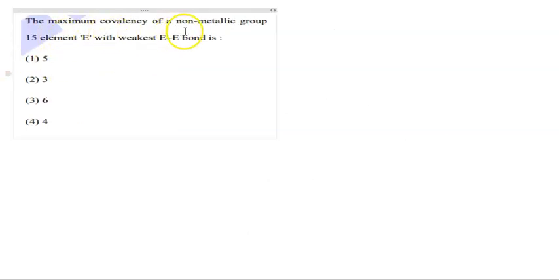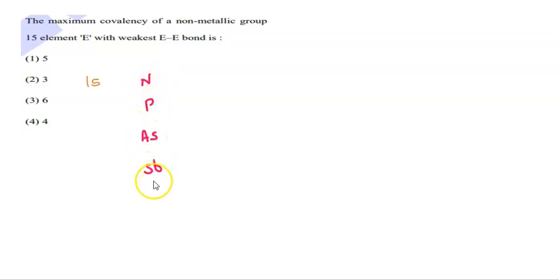The maximum covalence of a non-metallic group 15 element E which belongs to the weakest E-E bond. If I take group 15 elements, nitrogen, phosphorus, arsenic, antimony, bismuth are there. Which element has the weakest E-E bond? You have to see here. In N single bond N, N has the lone pair. Here this N also has a lone pair.